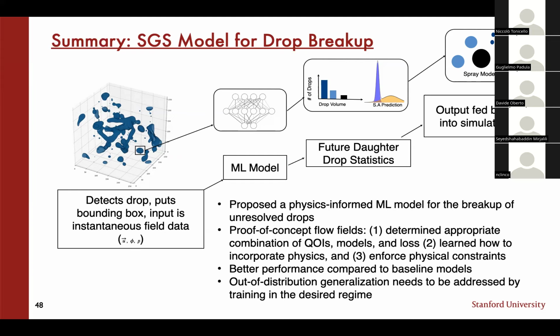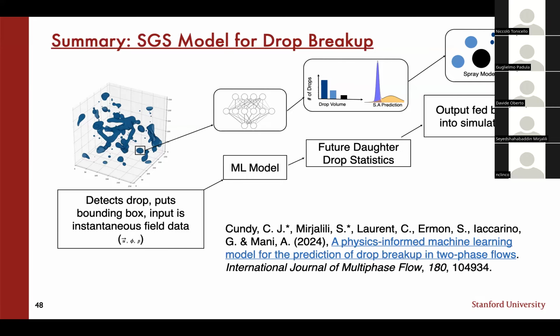This is summarizing the ideas here, but we basically identified what the quantities of interest are, what statistics to use, what the model and loss function would be, and how to input physics. Overall, it's a promising way of doing subgrid scale modeling using machine learning. This is, I would say, a very simple way of doing it. It doesn't have any sort of a posteriori training. It's all a priori, right?